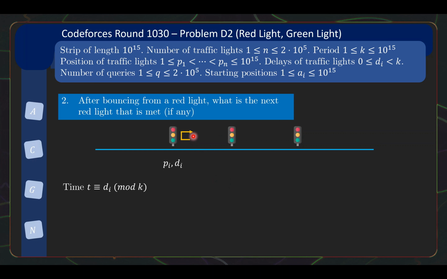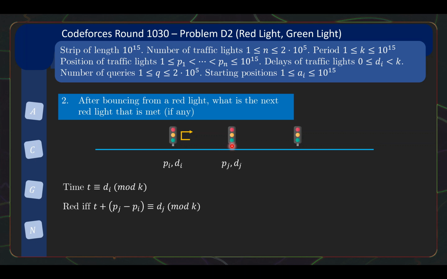So one thing you can do is look at the next traffic light and see if by the time I make it to this traffic light, is it going to be red or is it going to be green? So let's check this. Let's say the next traffic light is at pj with offset dj. Then the time to make it to that next traffic light is pj minus pi. So if the time now, which is t plus the time taken to reach there, is congruent to dj mod k, then it will be red. If not, it will be green.